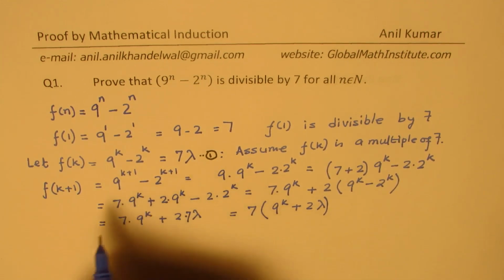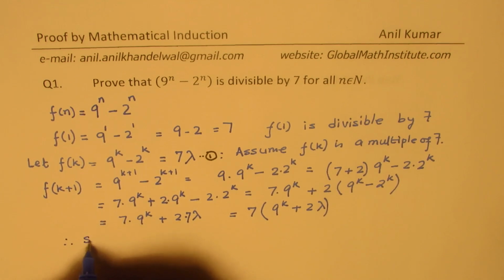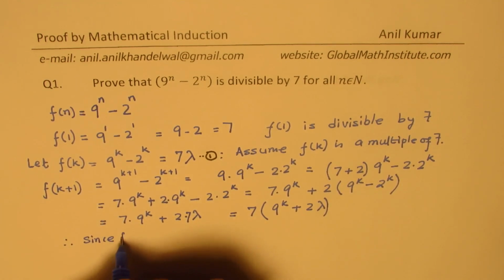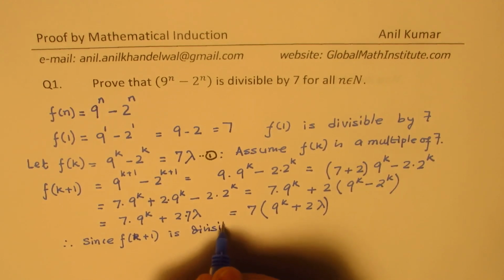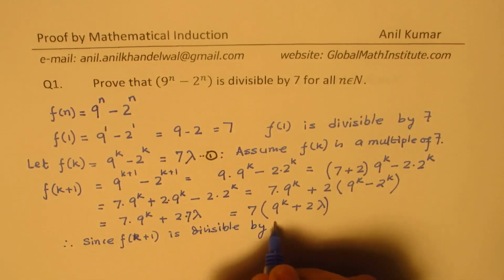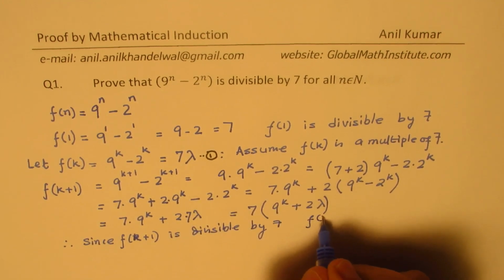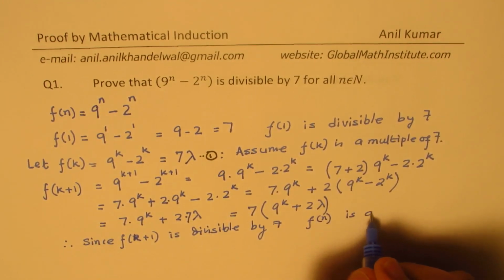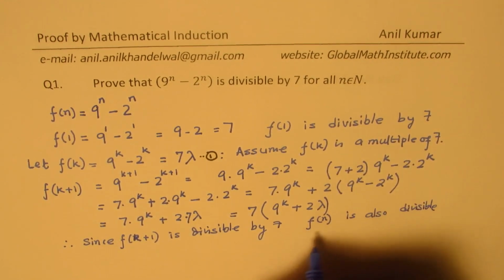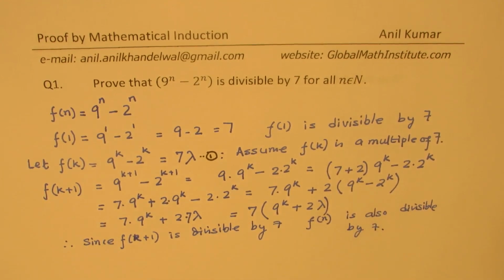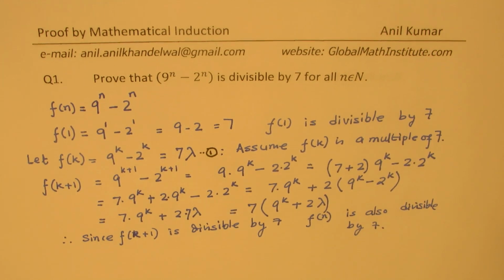And therefore we can write that since f of k plus 1 is divisible by 7, f of n is also divisible by 7. Is that clear to you? So with the method of induction, we can, like this, show that the given expression or the function is divisible by the given number.